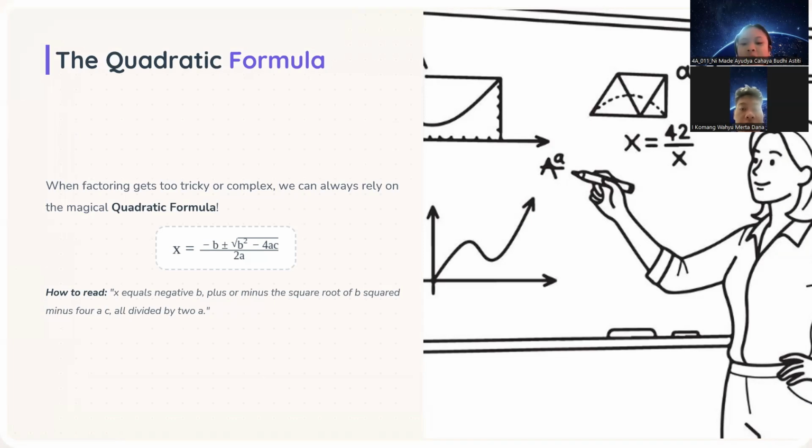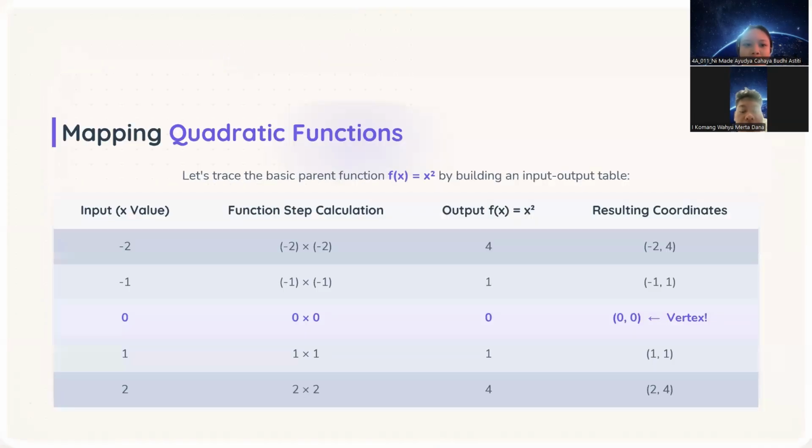Yes, exactly, Wahyu. So that's why it is one of the most important formulas in algebra. Okay, next step. Let's talk about quadratic functions. So what is a quadratic function? A quadratic function is a function that has the form f(x) equals a times x squared plus b times x plus c. For example, you can see this formula: f(x) equals x squared.